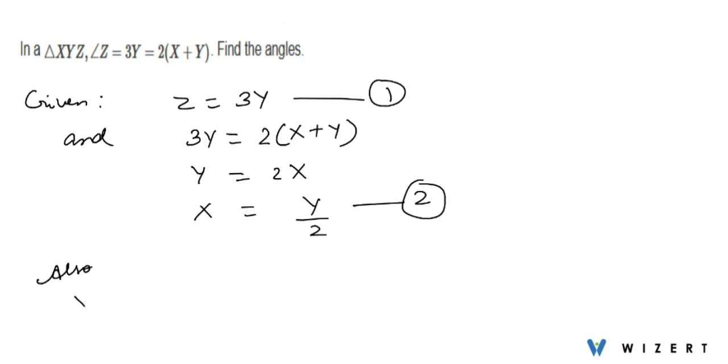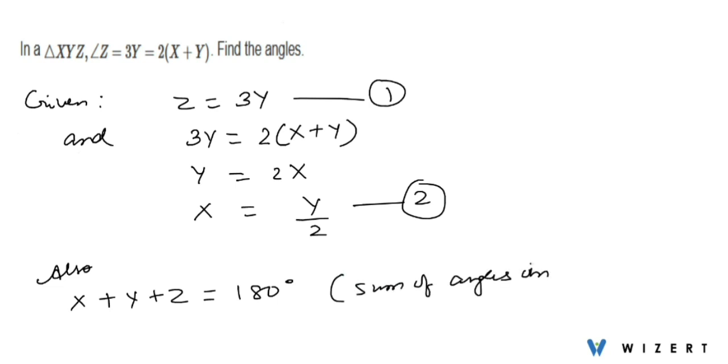Also, we know that in a triangle, the sum of all the angles is equal to 180 degrees. So x plus y plus z is 180 degrees. Let this be the third equation.